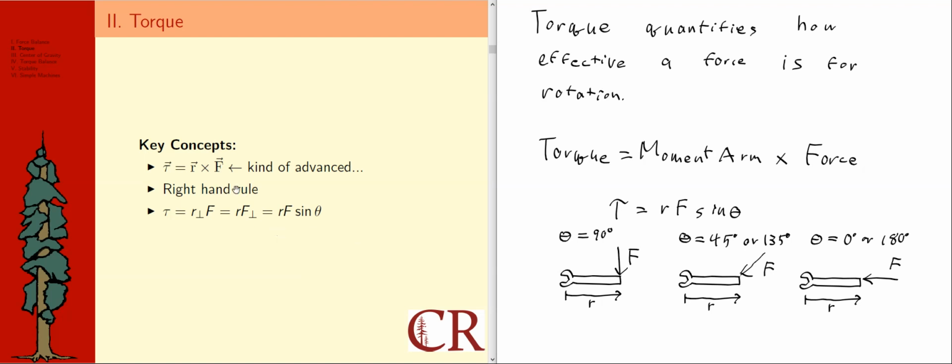Now let me get to the last two parts here of the key concept slide. It says there right-hand rule. So what does that have to do with? This kind of advanced definition includes the direction of torque as well as the magnitude. And I said RF sine theta will take care of the magnitude for us, but what about the direction of torque, right? How do you establish a direction of rotation?